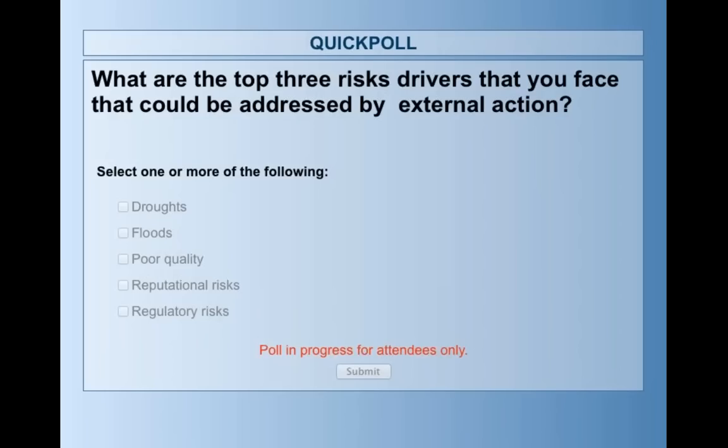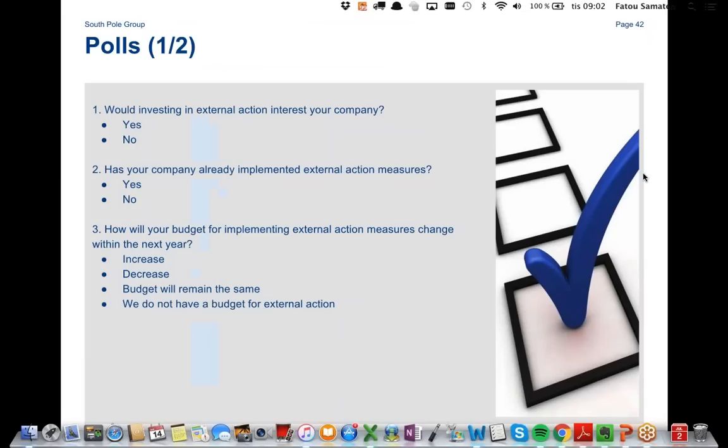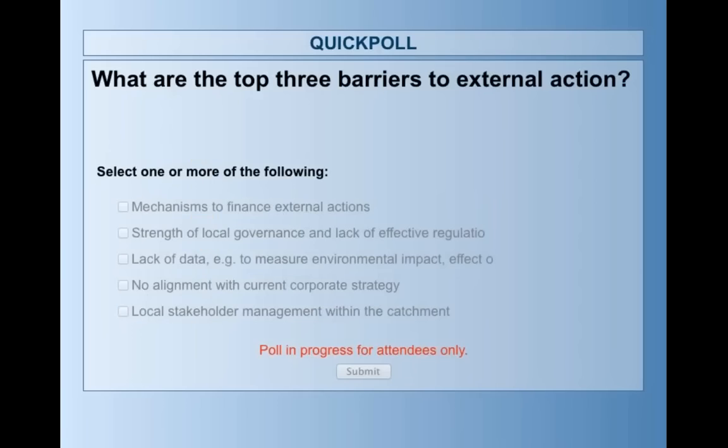Thank you once again for providing your answers to these questions. We'll move on to the fifth poll. So what are the top 3 barriers to external action? And here you can select again up to 3 answers.